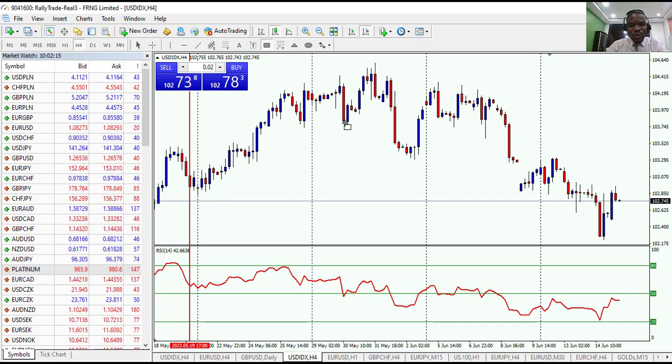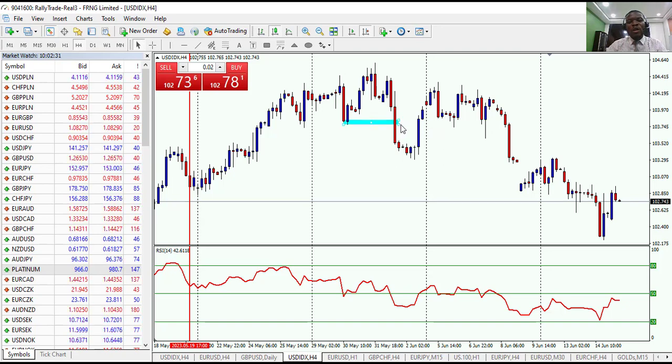So this was the low, right? This was the low that took out this high. Now, when this price moved down and broke this low, that was where we got the shift. So that was where we got the shift, right? The change of character.